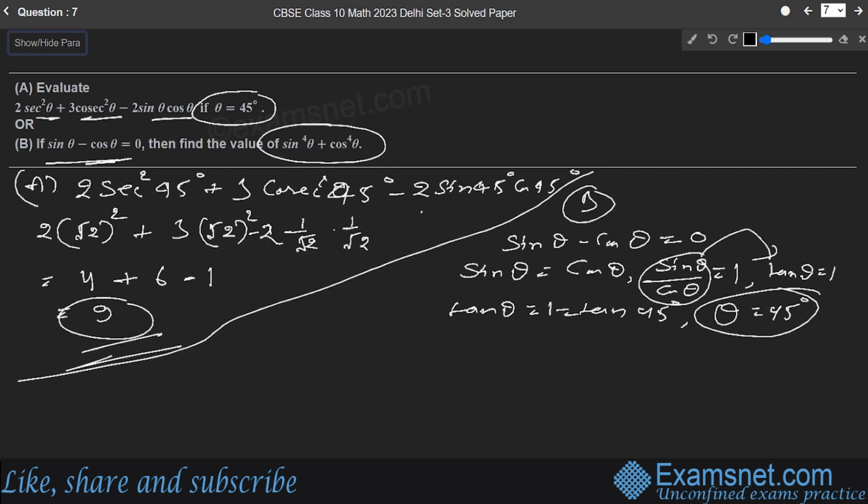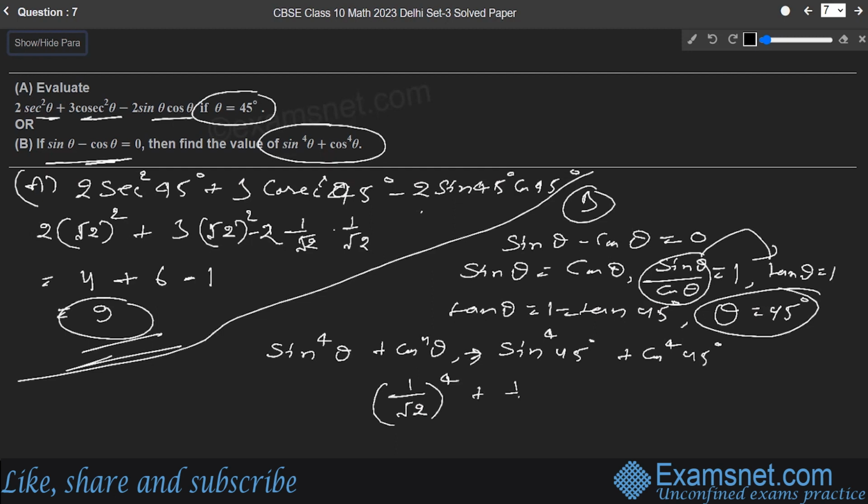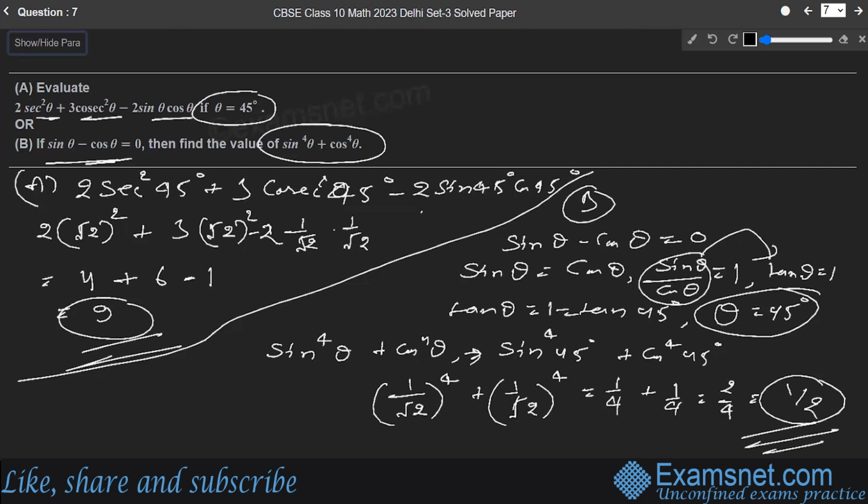Now we can put the value of theta in the expression given, whose value we have to find out, sine power 4 theta plus cos to power 4 theta. In place of theta, let us place 45 degree. What does this give us? This gives us sine to the power 4 45 degree plus cos to the power 4 45 degree. Sine 45 and cos 45 have the same value, that is 1 upon root 2, to the power 4, plus 1 upon root 2 again to the power 4. If we solve this further, this becomes 1 upon 4 plus 1 upon 4, that is 2 upon 4, that is nothing but 1 by 2. So the final answer of this particular question comes out to be 1 by 2.